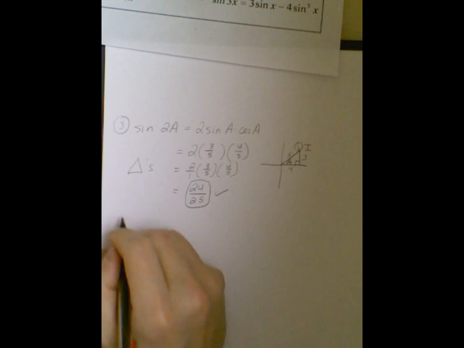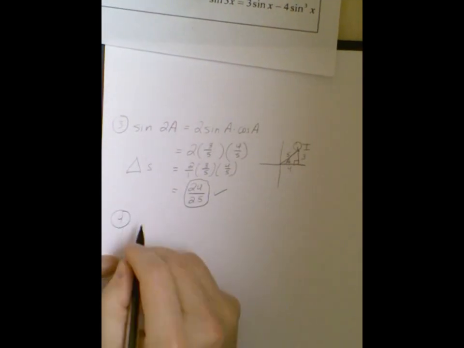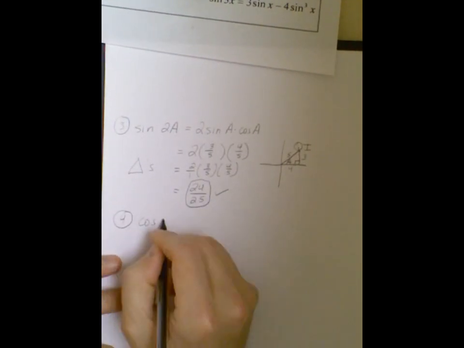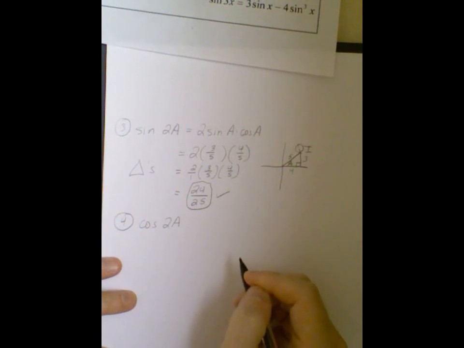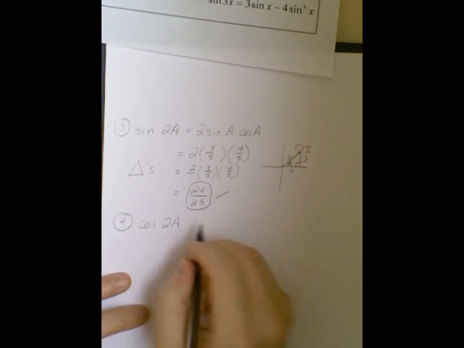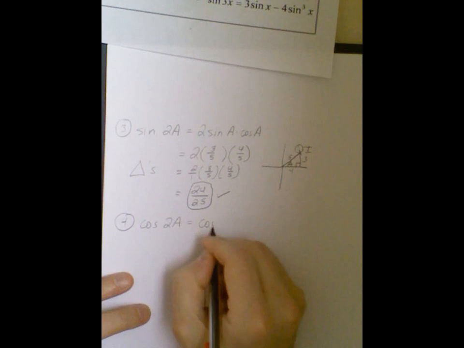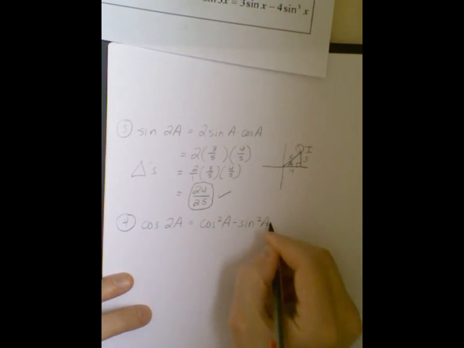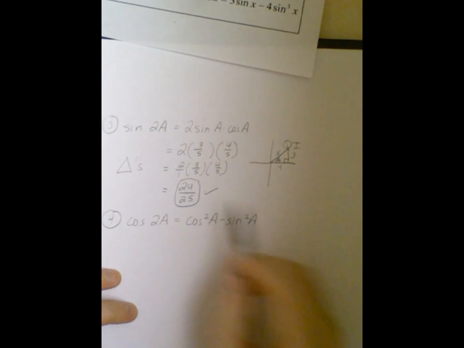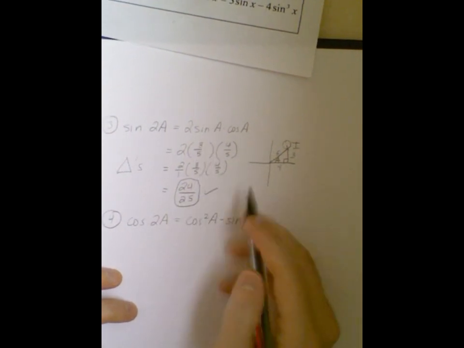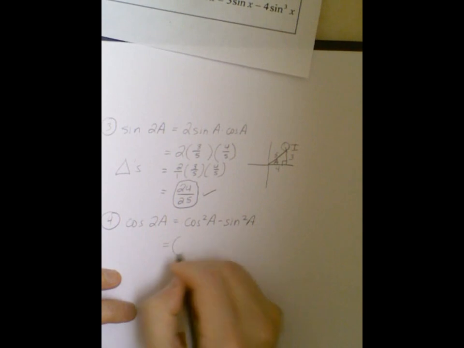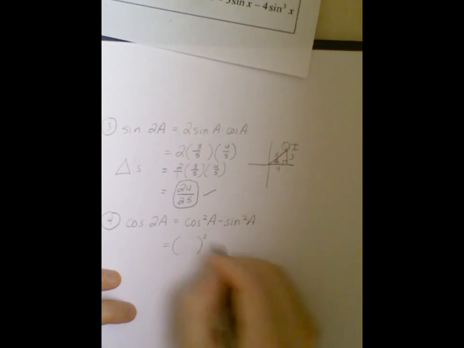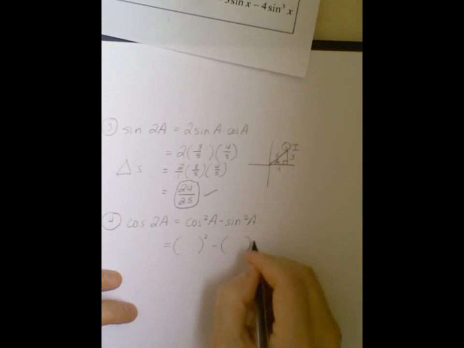So we try number 4 and 5. Same idea. Number 4 says, can you find the cos of 2A? Again, if you have no idea where to start, let's just start with the formula. This is cosine squared of A minus sine squared of A. The good thing is you guys did all the hard work in number 3, so all we're going to do is just plug in. This is the cos of A squared minus the sine of A squared.